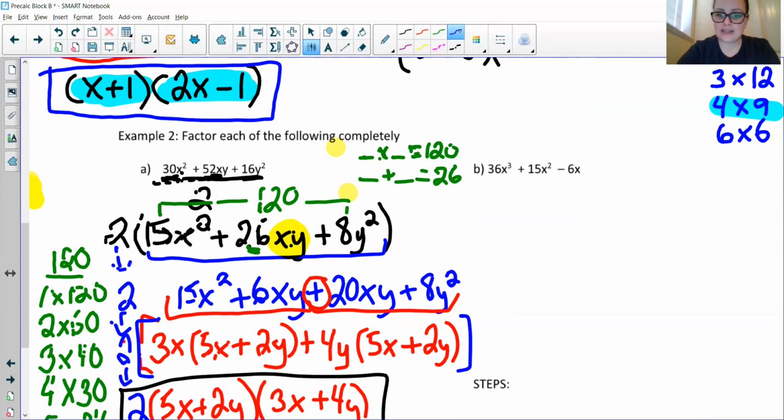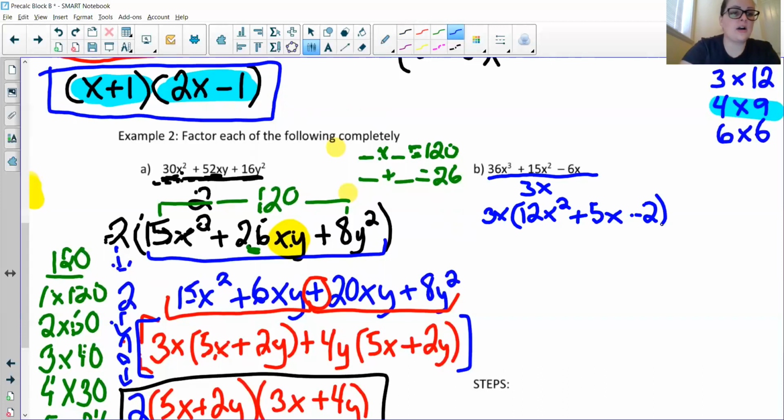So this next one, this last one, we are going to, first of all, always look to see, can we factor something out? And in this term, yes, we can. There is 3 that is common between everything. And there's also an x. So we're going to be left with 3x. We're going to divide 3x from every single term, and it's going to be left with 12x squared plus 5x minus 2. Okay.